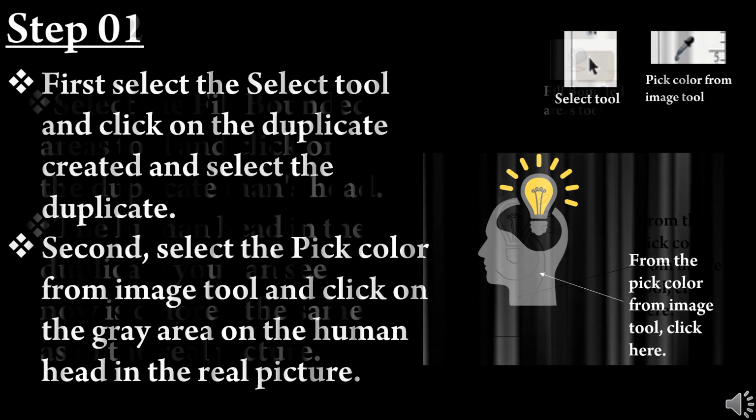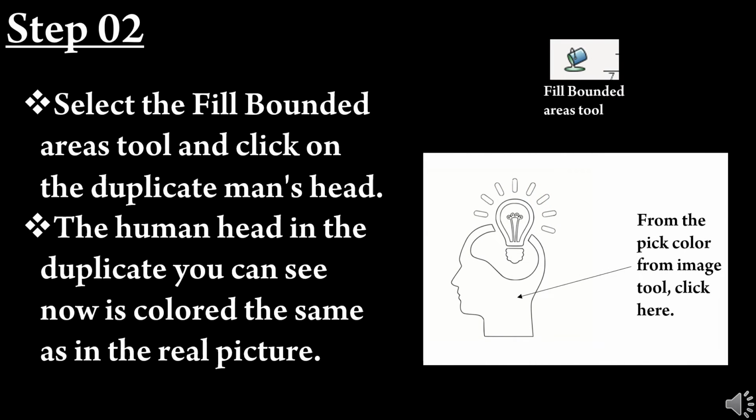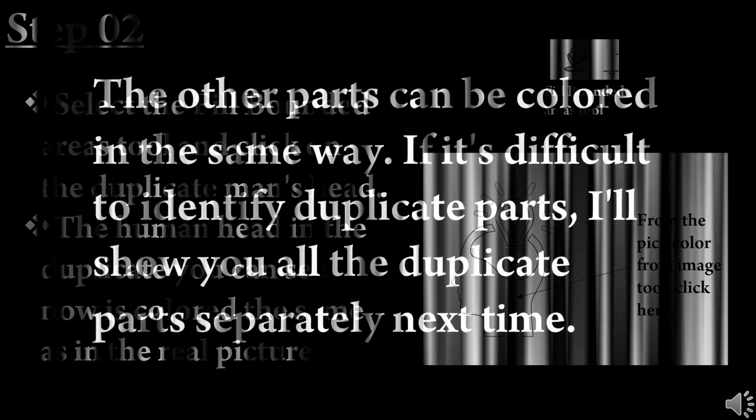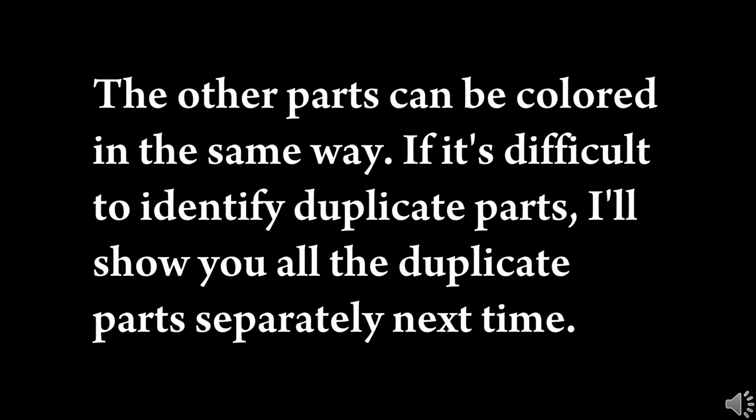real picture. Step 02. Select the Fill Bounded Areas tool and click on the duplicate man's head. The human head in the duplicate you can see now is colored the same as in the real picture. The other parts can be colored in the same way. If it's difficult to identify duplicate parts, I'll show you all the duplicate parts separately next time.